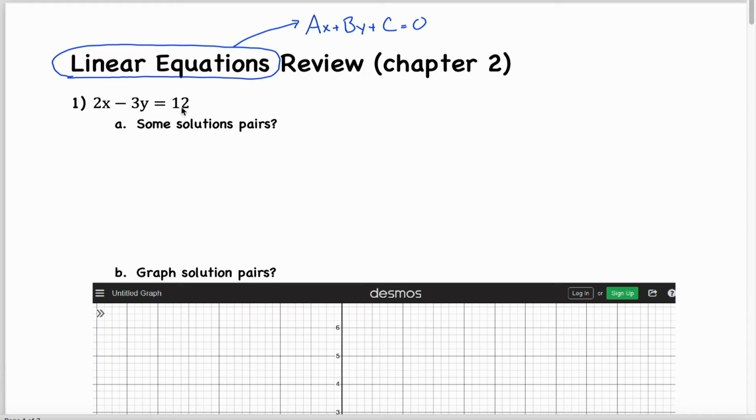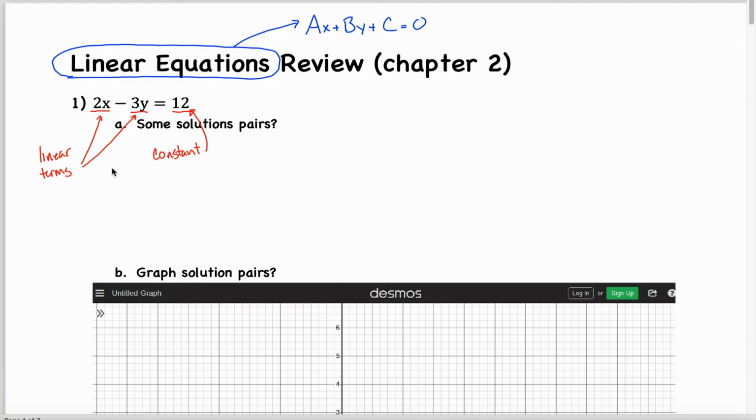Note that here I have three terms. The terms are the things that are separated by plus and minus signs. So this 2x is a term, this 3y is a term, and this 12 is a term. And each of those terms are either constants, meaning just numbers like the number 12, or what are called linear terms, which are just a number times one of our two variables, an x or a y. Note that you don't see any of our variables squared or cubed or underneath the square root sign.